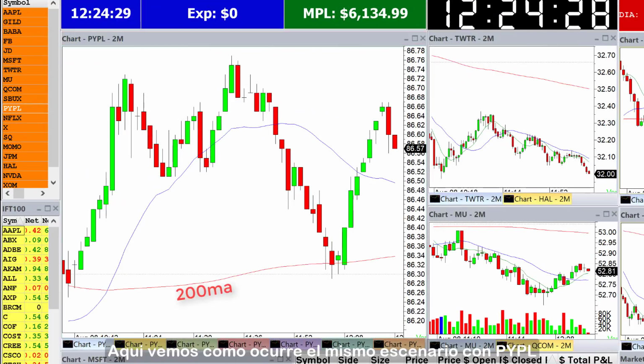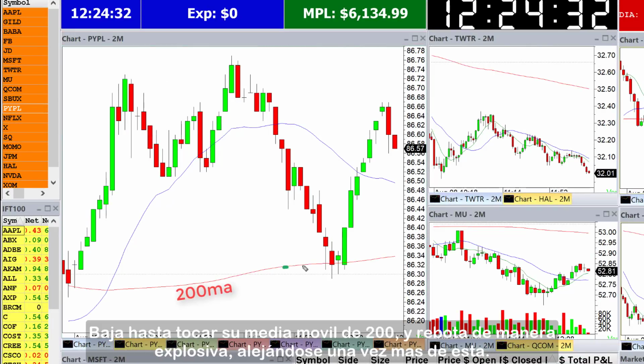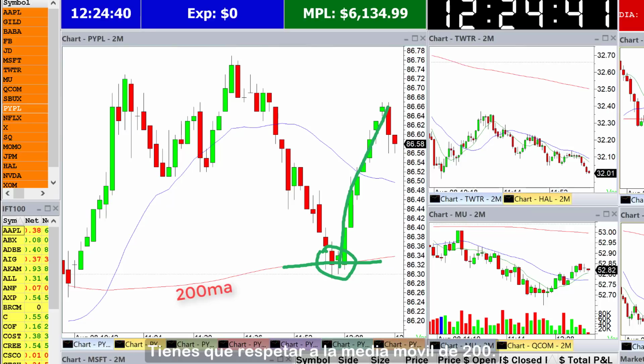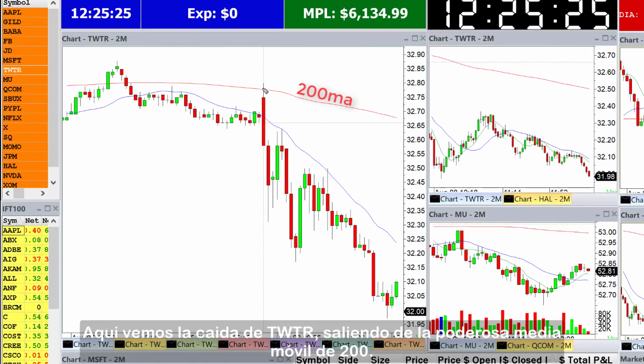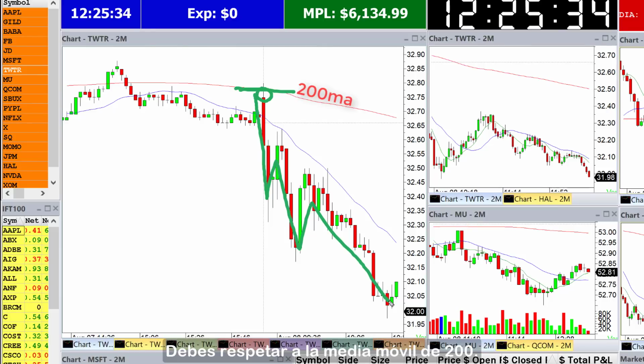We see the same scenario here with PayPal coming down toward its 200 period moving average and experiencing an explosive move off of its 200 period moving average. You must respect the 200 period moving average. Here is Twitter's drop from its powerful 200 period moving average. You must respect the 200 period moving average.